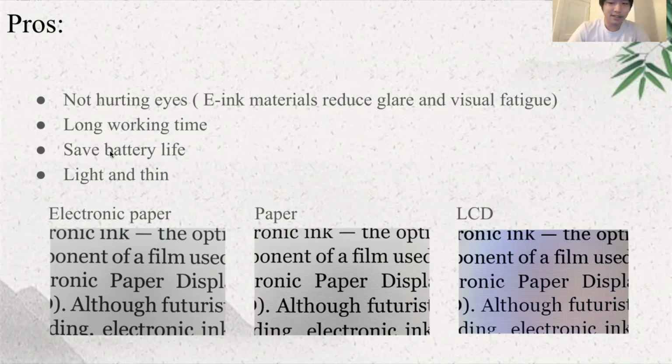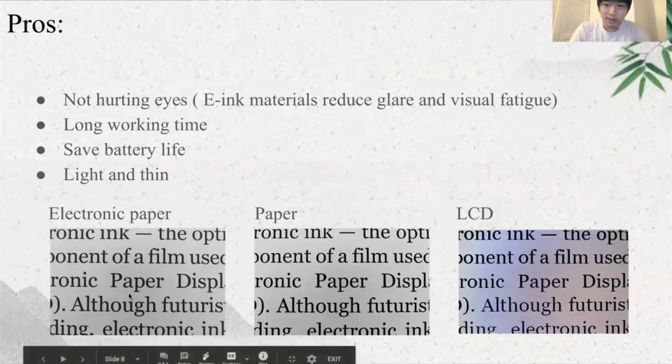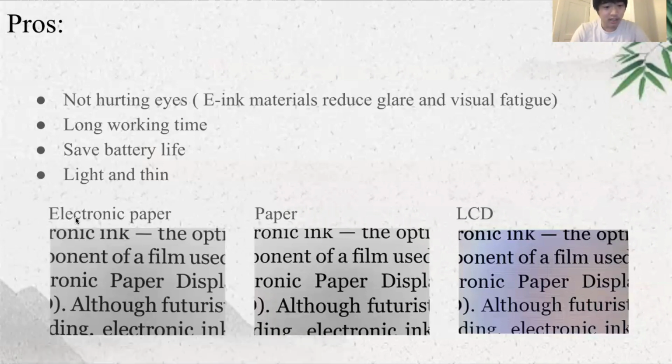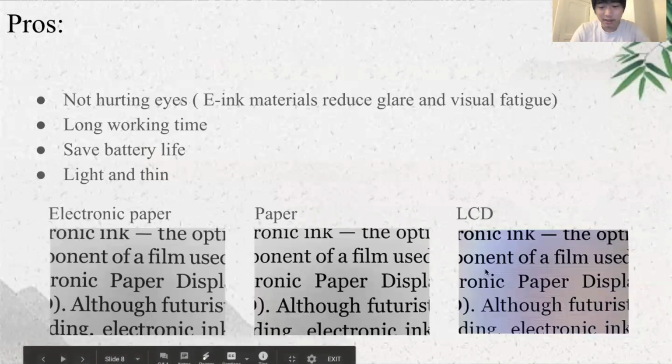Battery life is also the same thing. Only when you flip the page does it use battery energy. The e-reader display is also light and thin, so you can reduce the use of materials. Down below is a comparison between electronic paper, paper, and LCD. We can see electronic paper is almost the same as paper, while the LCD has a backlight, which hurts our eyes.